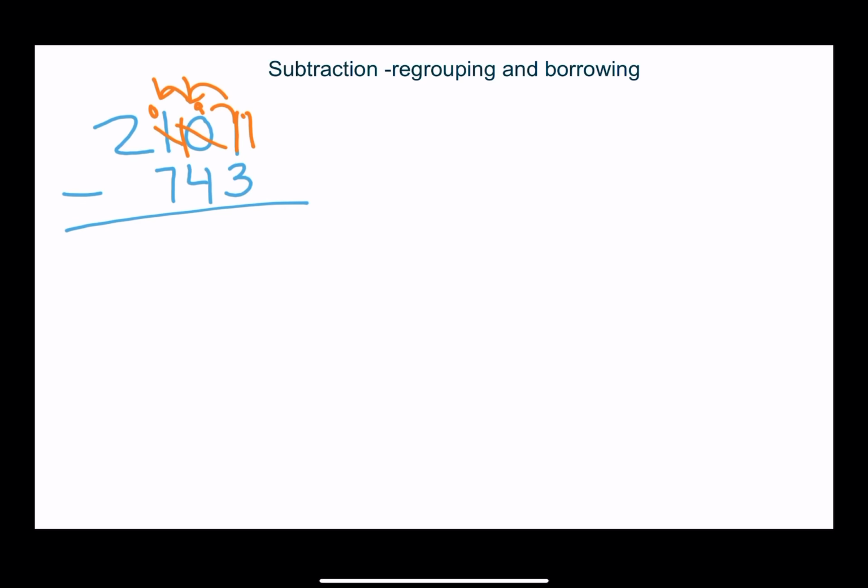Okay, so now I'm looking at the ones place, and I have an 11 minus 3. 11 minus 3 is 8. 9 minus 4 is 5. Then I get to this hundreds place, and I have 0 minus 7. Well, I know I can't do that, so I'm going to go next door and borrow a 10.